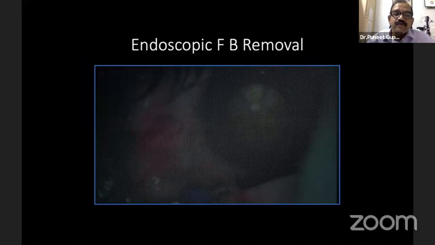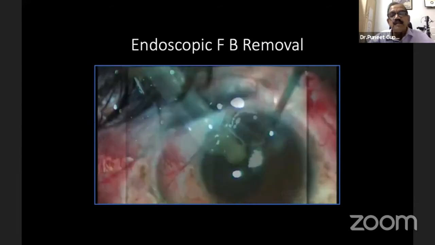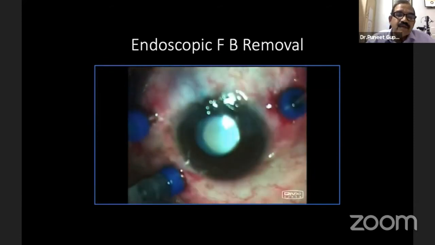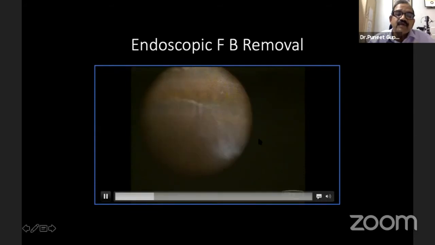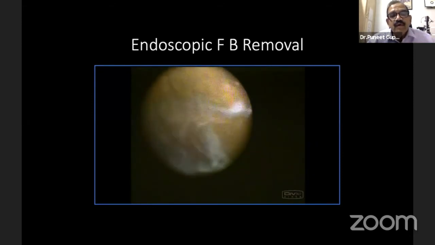Cataract surgery was performed before the procedure in an attempt to visualize the foreign body through the conventional system, but the foreign body could not be visualized. So the endoscope was used to localize the foreign body. These are the cut edges of the vitreous fibers, which are appearing white. This is the optic nerve, posterior pole, and I'm trying to locate the foreign body with the endoscope.